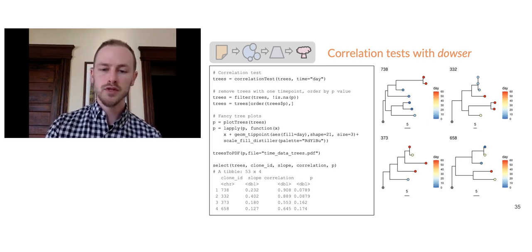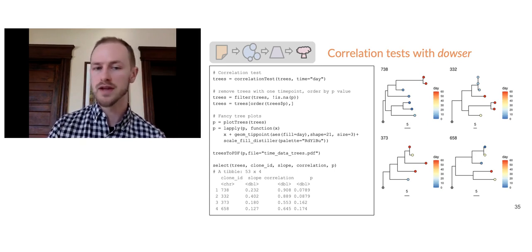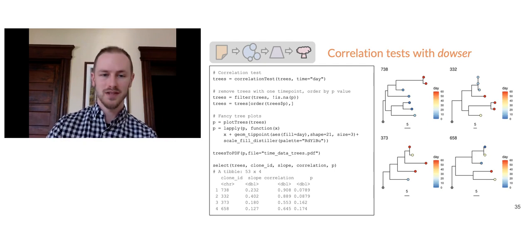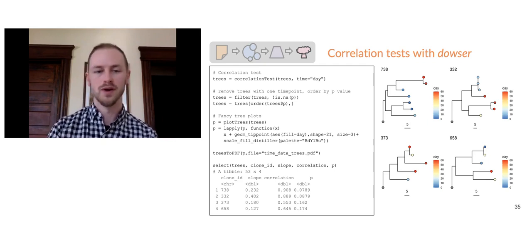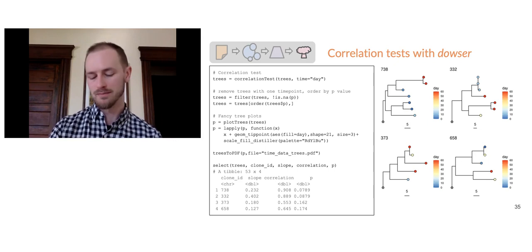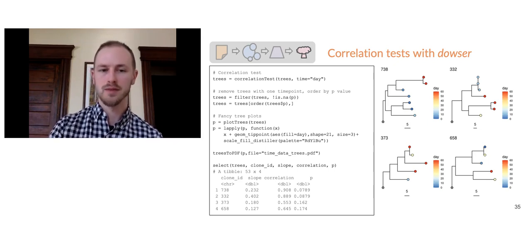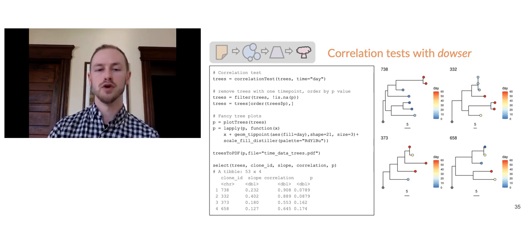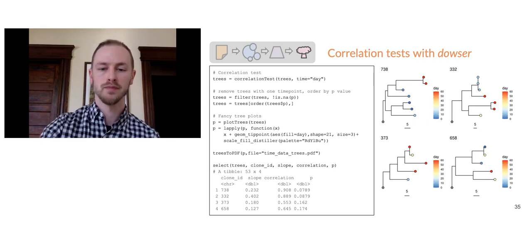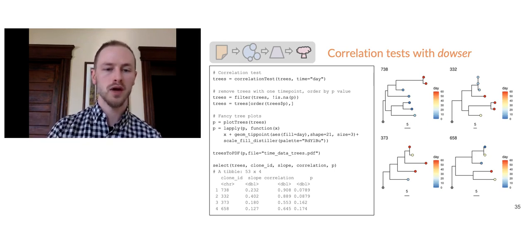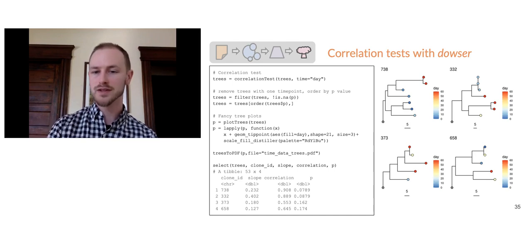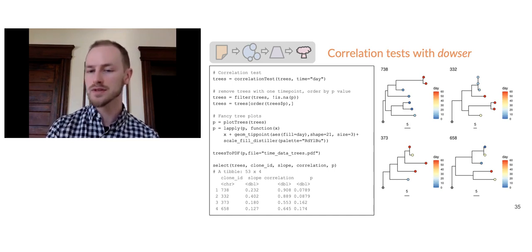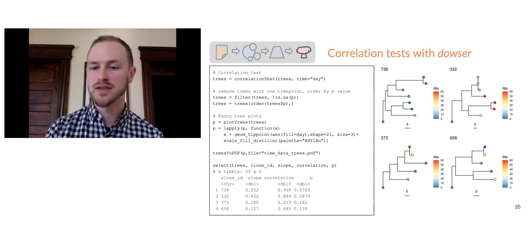Then you can just remove the trees that have only one sample time. You can identify them because they have an NA value for their p-value. This makes sense because if you only sample from one time point, there's no correlation between the sample time and divergence. We can then order the trees by their p-value so that the most significant trees are at the top of our data frame. Then we can use our plotting functions to create really fancy looking plots where the trees are plotted using scaled branch lengths and the tips are colored by the sample day.